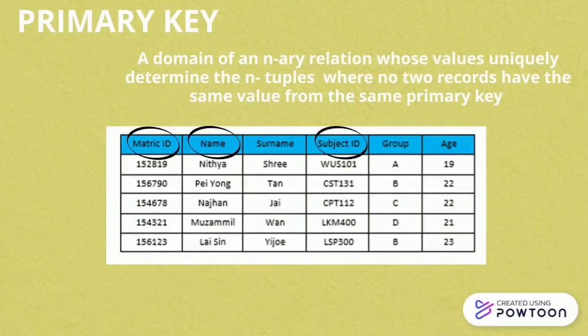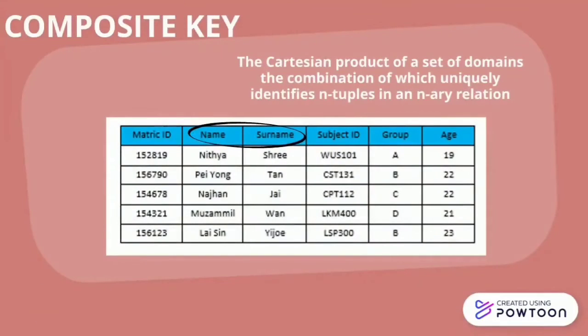Let's take this table as an example. There is more than one field that is unique: metric ID, name and subject ID. But metric ID is the most suitable to be a primary key. A composite key is a combination of a set of domains that is unique. Based on the table, the possible keys that can combine are name plus surname, which identify uniquely. Thus, it's a composite key.